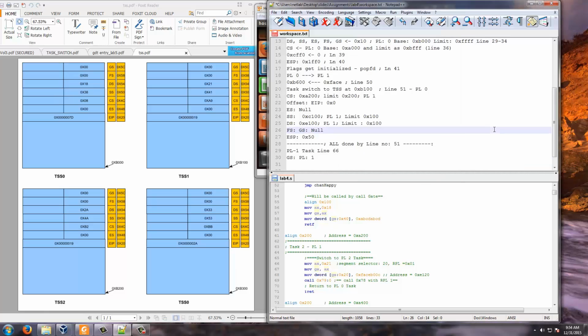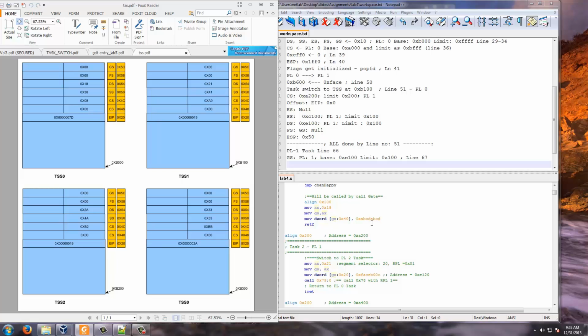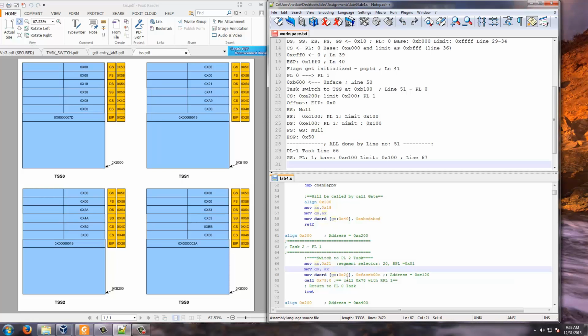Please note that this is a PL1 data segment type 2 starting at E1100 with base 100, PL1, limit 100. This is what I do at line 67. This is the 20th descriptor, 0x20. Please note E1100 base is 100. Please see on the left hand side, and this is a data read write. Okay.